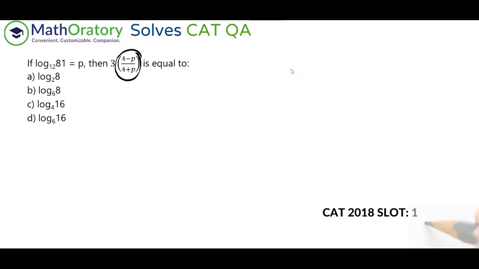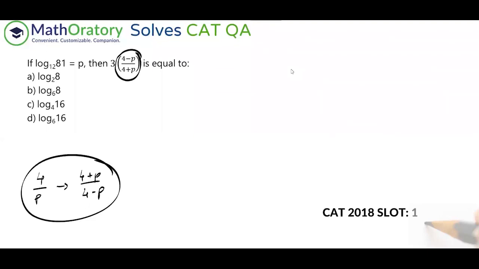So if you invert this, if you reciprocate this, you get 4 plus p by 4 minus p, which is a componendo dividendo on 4 by p, right? So if I apply componendo dividendo on 4 by p, I will get 4 plus p by 4 minus p. So this idea can be useful. So let us try to get that.